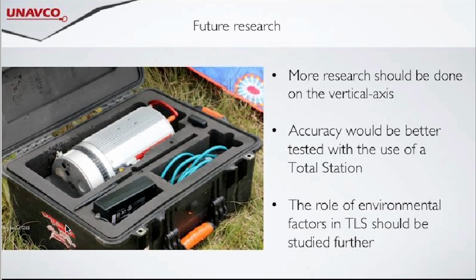For future research, we think there should be more research done on the vertical axis and why there's so much variation between the scans. Also, to better determine accuracy, the use of a total station would give the exact position of the target, rather than us just moving the target and going off of how far we moved it. That would give us better data. And if someone were to replicate this research, they could find an area where they could eliminate some of the environmental factors that we encountered.